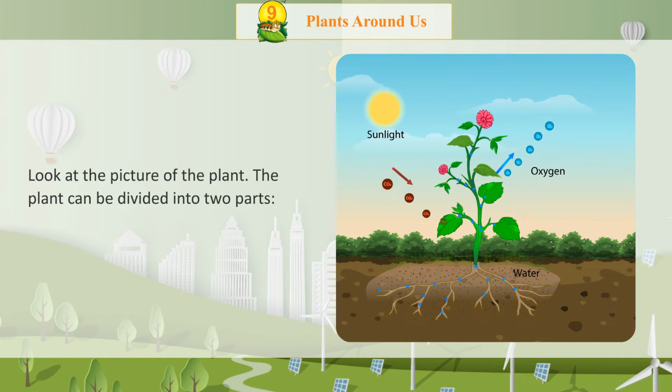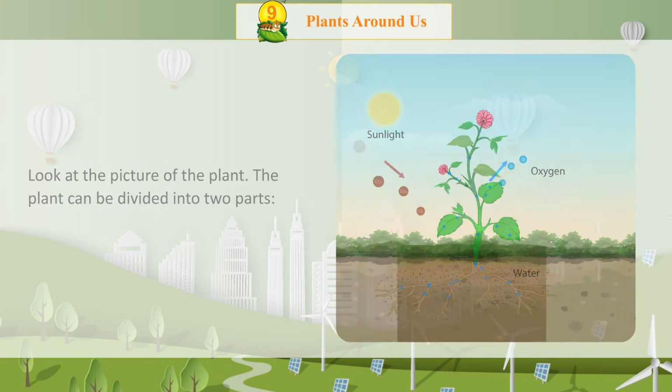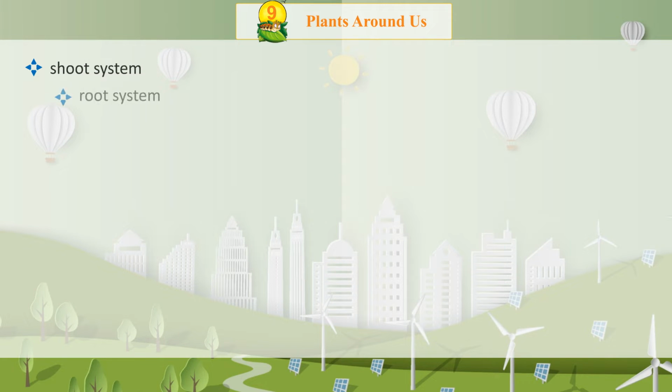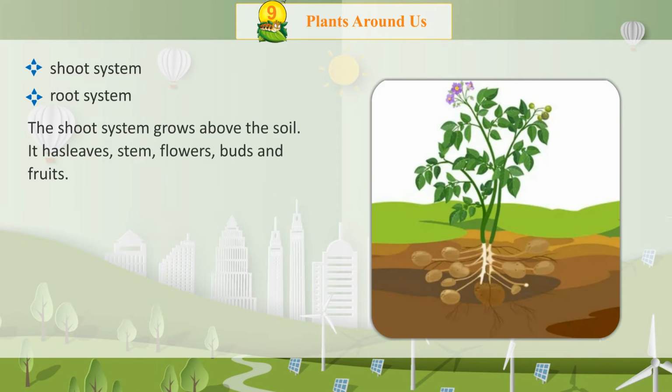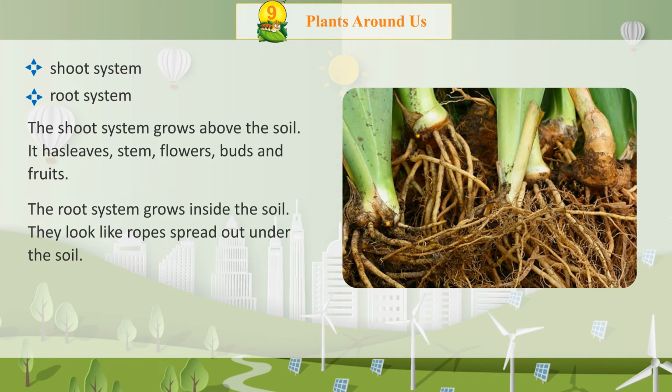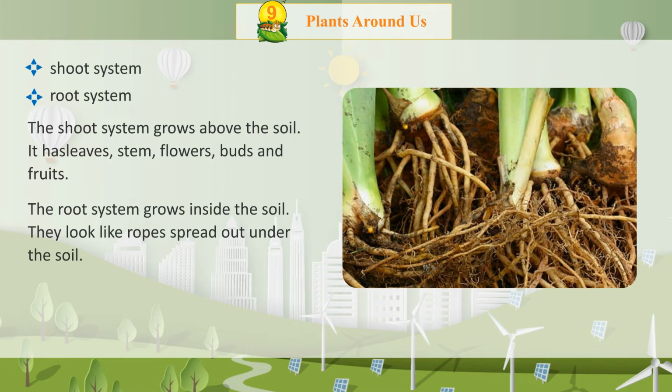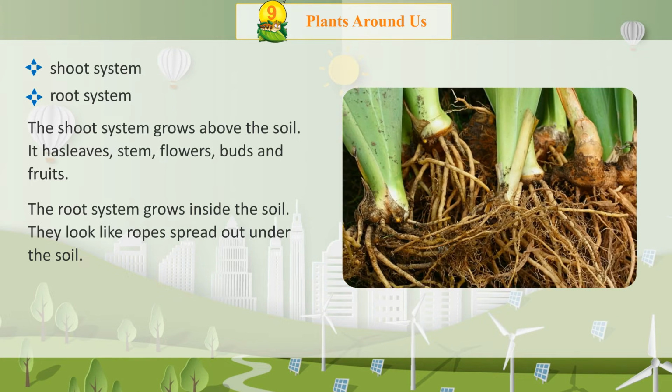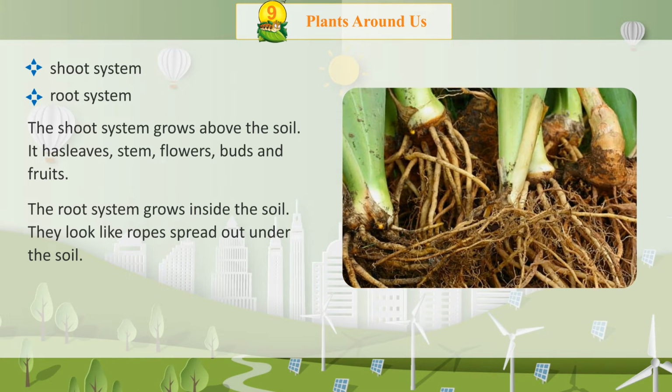Look at the picture of the plant. The plant can be divided into two parts: shoot system, root system. The shoot system grows above the soil. It has leaves, stem, flowers, buds, and fruits. The root system grows inside the soil. They look like ropes spread out under the soil.